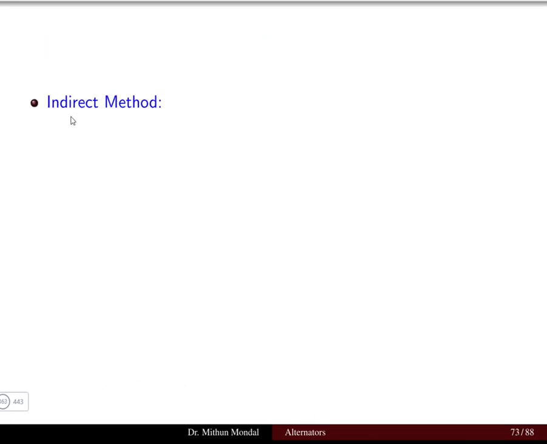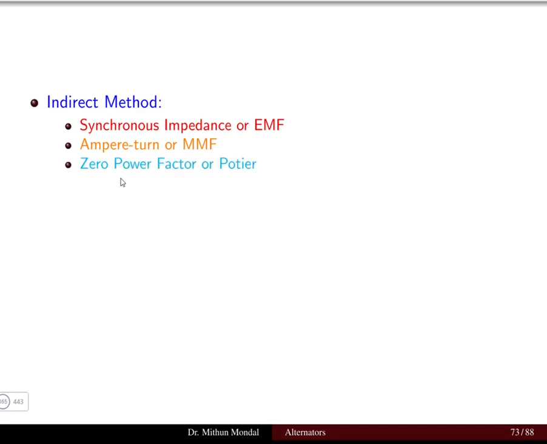Next we'll discuss the indirect methods available to find the voltage regulation. The first method under the indirect method is the synchronous impedance or EMF method. The second method is known as the Ampere-Turn or the MMF method. The third method is known as the zero power factor method or the Potier method. These three methods we will discuss under the indirect method of finding the voltage regulation.